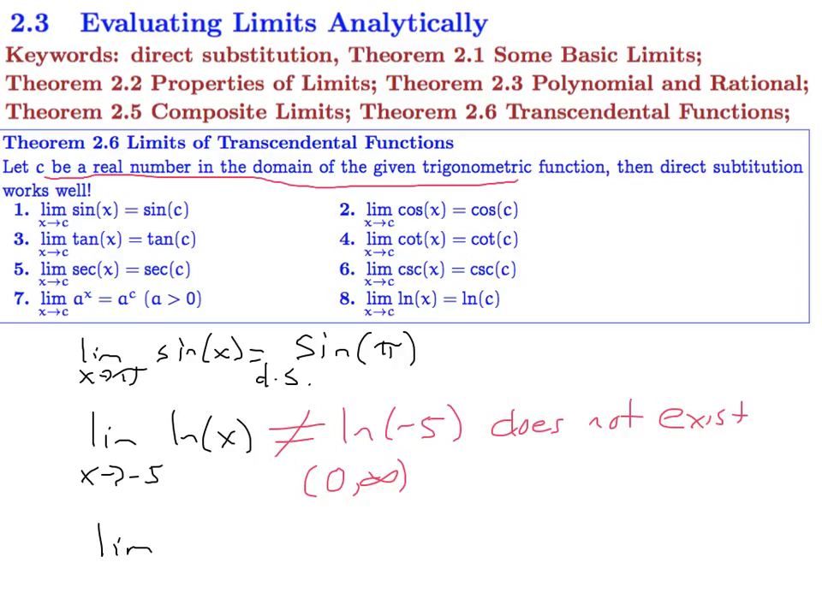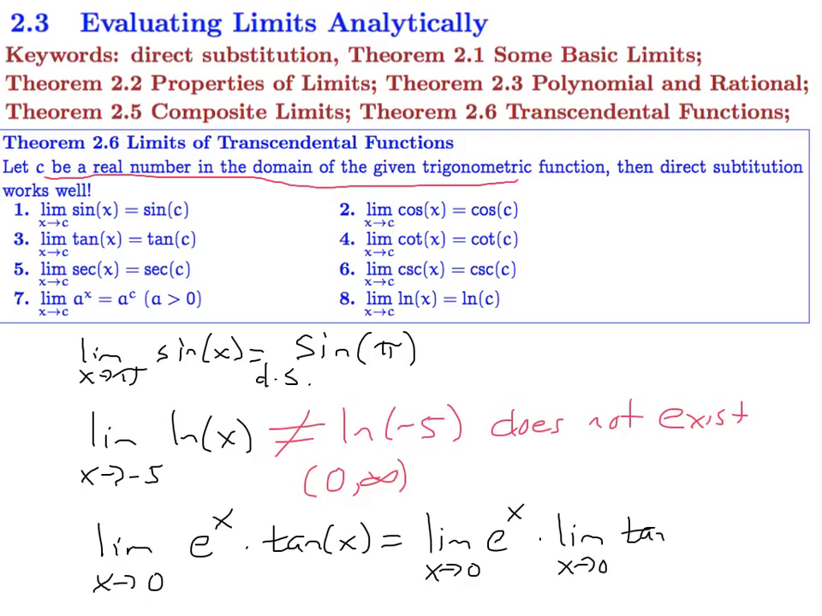One more example here. Suppose we wanted to compute the limit as x approaches 0 of e to the x times tangent of x. Well, using our product rule, we can break this up into two separate limits. The limit as x approaches 0 of e to the x times the limit as x approaches 0 of tangent of x, and we can directly substitute. We're going to get e to the 0 times tangent of 0, which overall is just going to be 0 because tangent of 0 is 0. So as long as you can substitute it in, as long as it's in the domain, you're good to go and you can directly substitute.